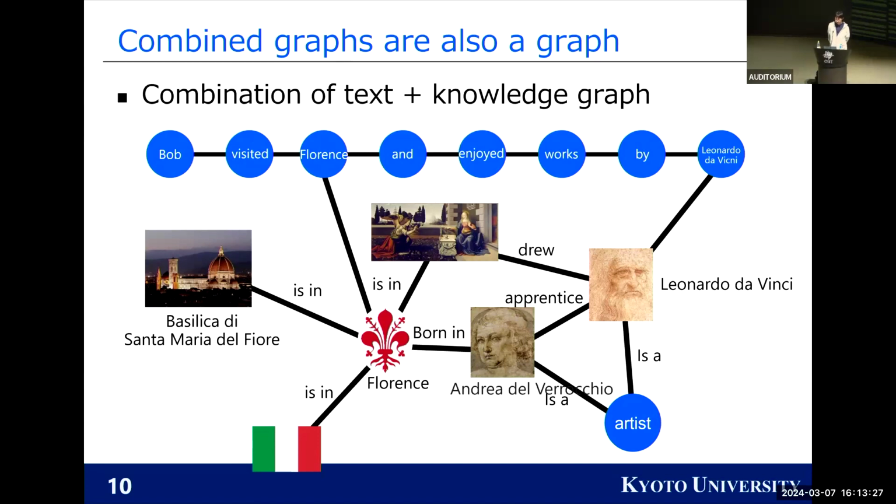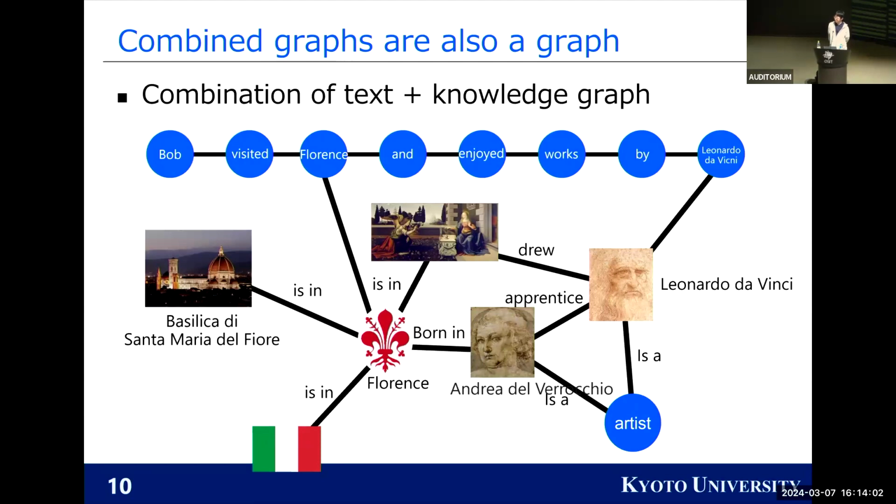And by analyzing this combination of graphs, we can draw many facts and relationships from the knowledge graph. For example, from this knowledge graph, we can know that this picture was drawn by Leonardo da Vinci, and this picture is in Florence. So we can conclude that Bob might have seen this picture in Florence. Or perhaps we can conclude that Bob might have visited Verrocchio's house in Florence, or we can extract many pieces of information from the knowledge graph part.